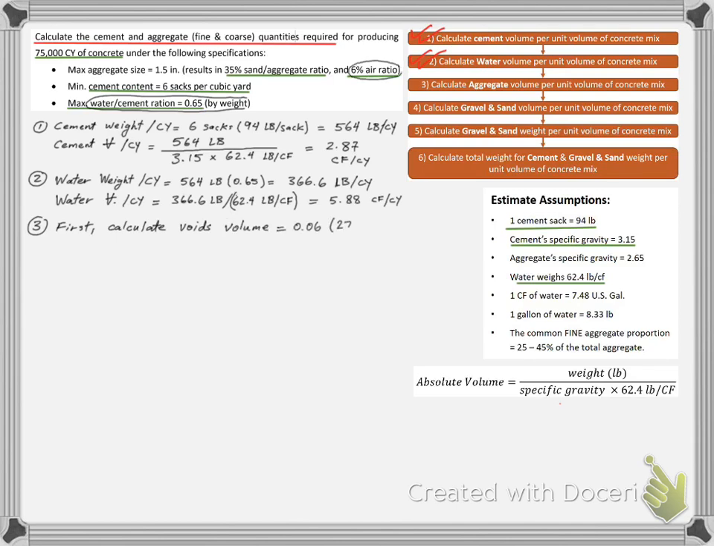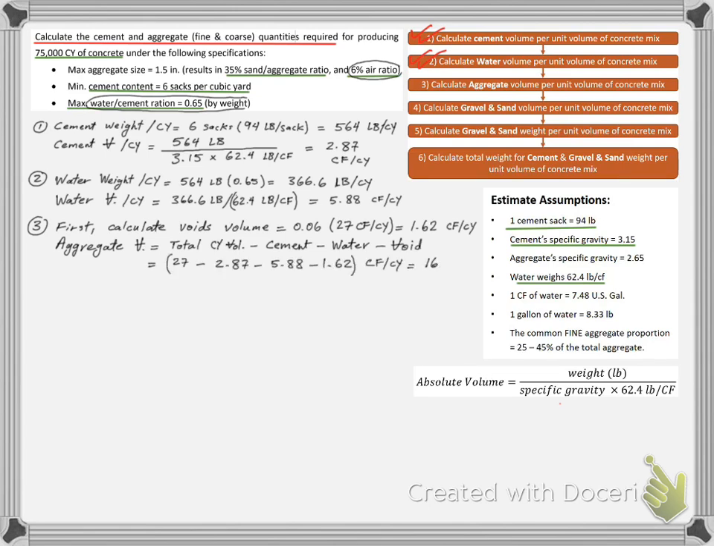The third step is to calculate the aggregate volume. We will first calculate the void's volume using its ratio to the volume of 1 cubic yard, or 27 cubic feet. We end up with 1.62 cubic feet of voids in each cubic yard. Then we calculate the aggregate volume by deducting the volume of all other ingredients, water, cement, void, from the total volume. We see that the aggregate takes up the most of the concrete volume.